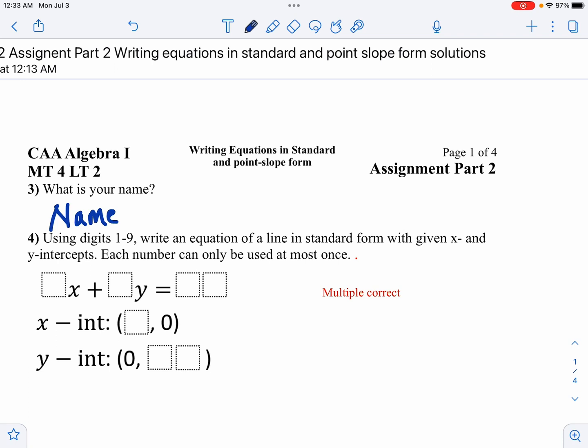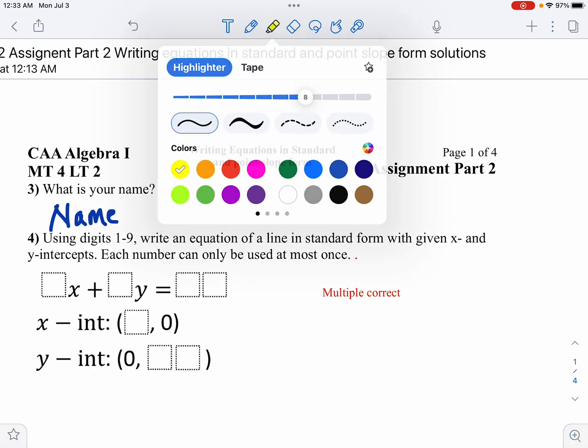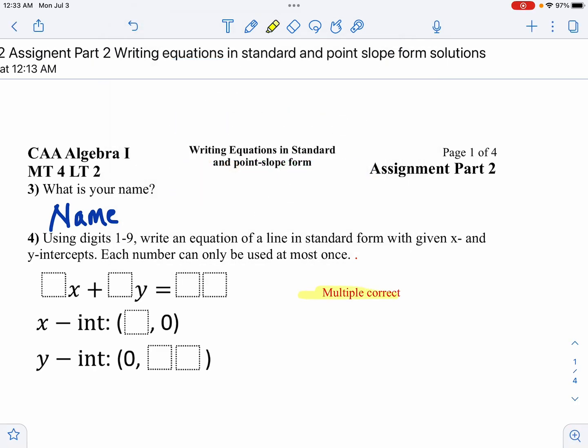On question number 4, notice you have multiple correct answers, so I'm not going to just list them out here. The only thing I want you to notice is use the digits 1 through 9. Your y-intercept should have 2 digits, and when you write your equation in standard form, it should have 2 digits. Remember, the slope of your line should be negative a over b, if that helps.